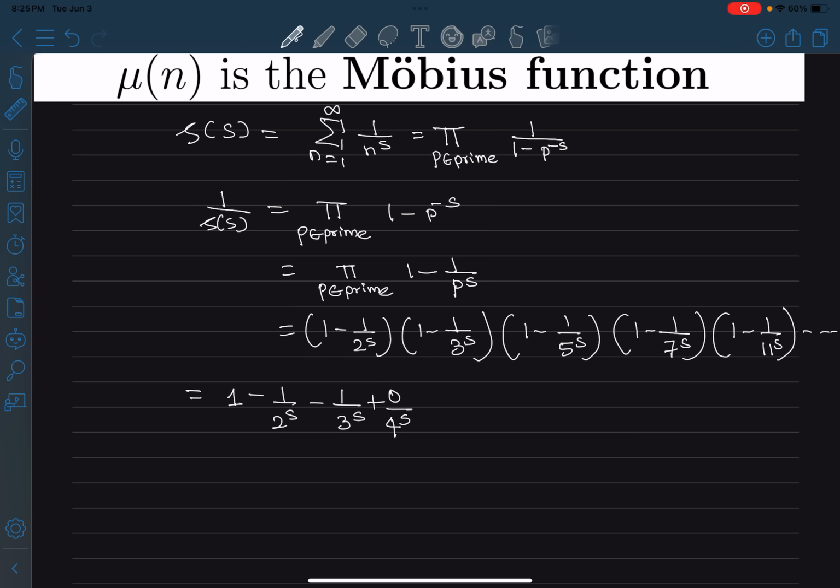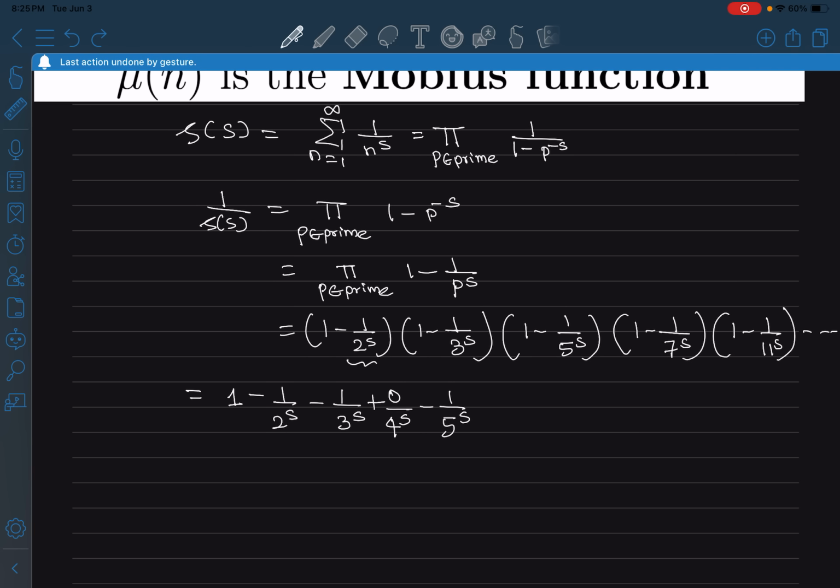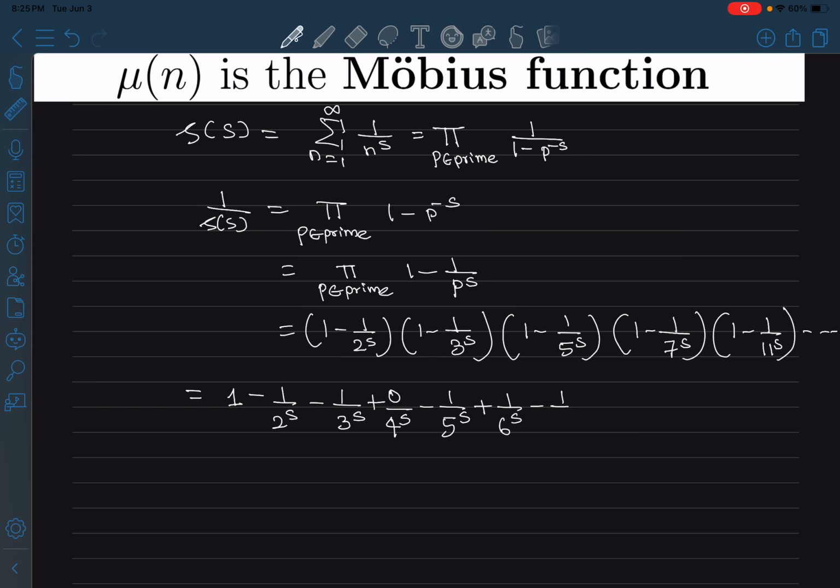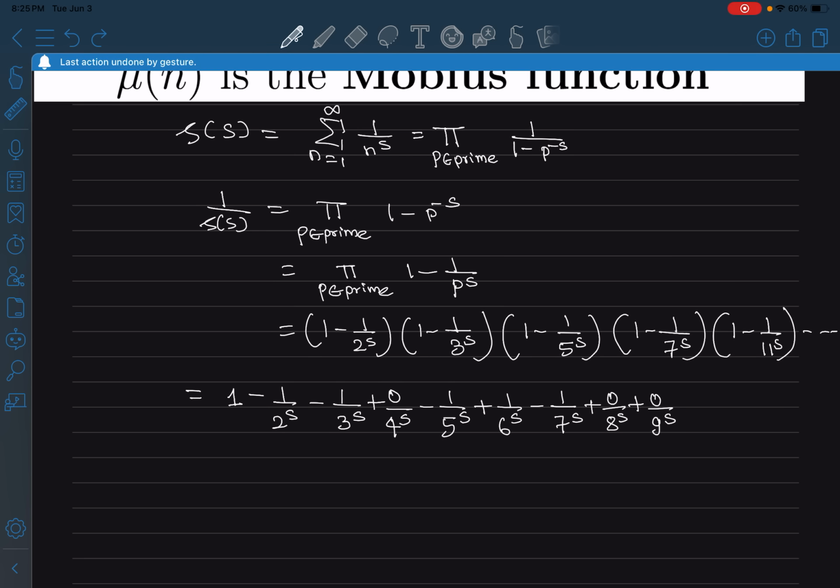Now, can I get 5 to the power s? Yes, you can just take minus 1 by 5 to the power s and all others just ones, so minus 1 by 5 to the power s. Can I get 6 to the power s? Yes, you can take these two terms and all the others just ones, so that will give you plus 1 by 6 to the power s. And again, minus 1 by 7 to the power s. Do you think we can get 8 to the power s? No, there's just one 2. So 0 by 8 to the power s, 0 by 9 to the power s. What about 10 to the power s? Because 9 had two 3s, we cannot get that, right?